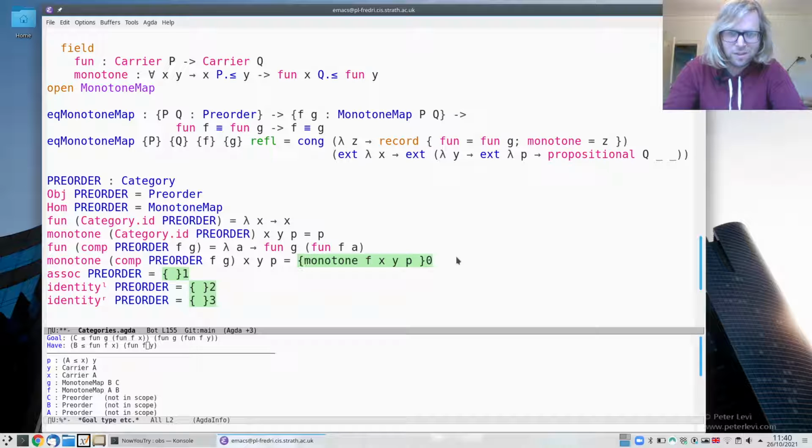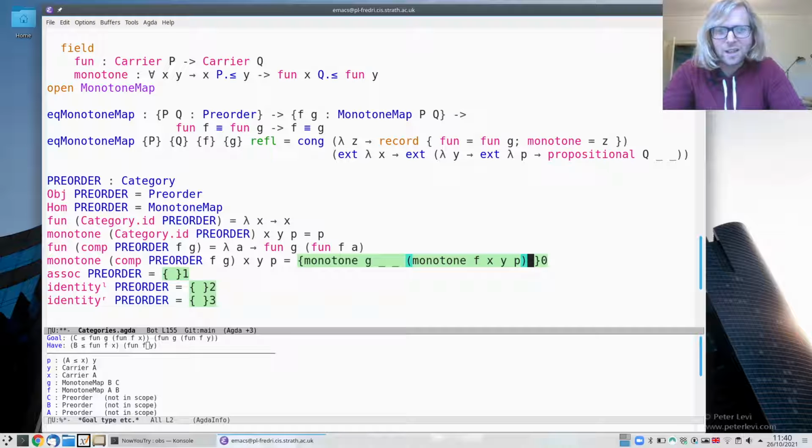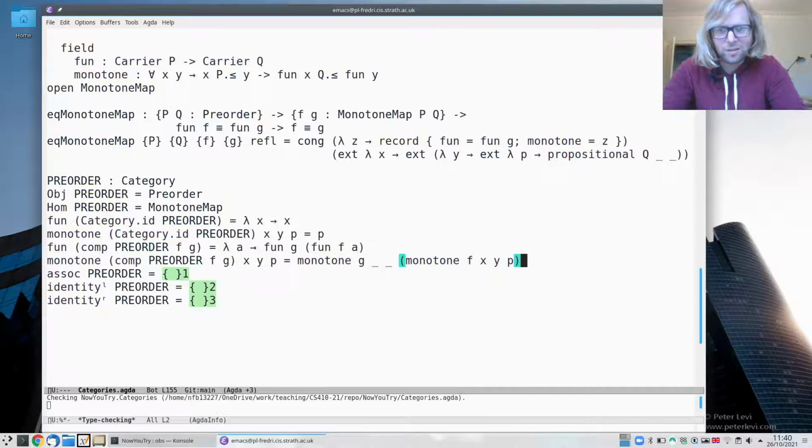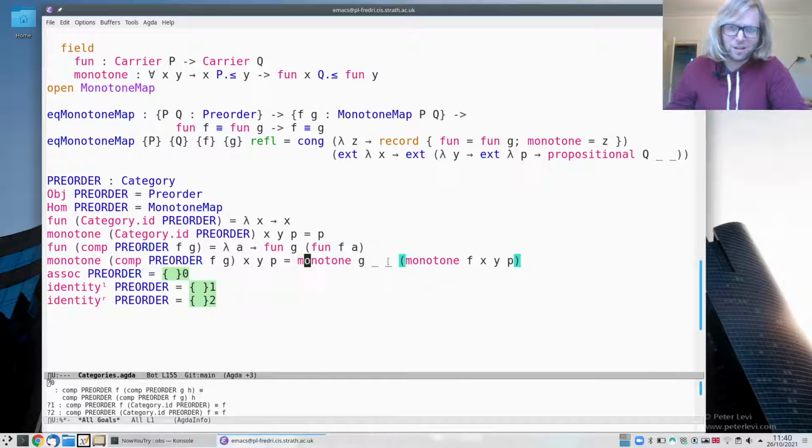So if we take that proof and we give it to the monotonicity proof of g, with the two arguments being fun f of x and fun f of y, then that should exactly give us what we need. So again, it's really the composition of the monotonicity proofs here.